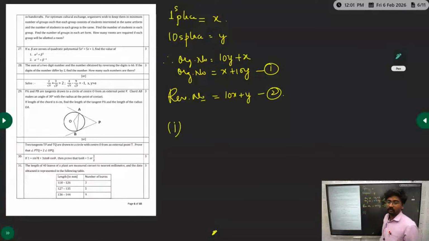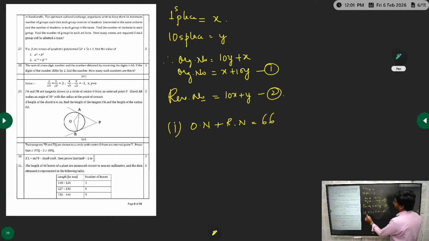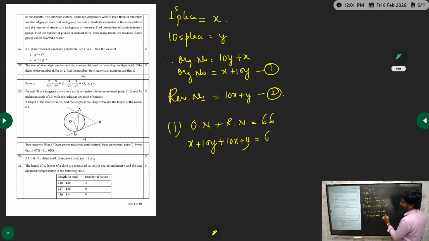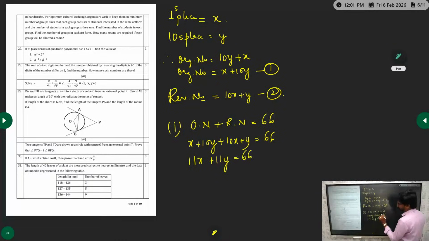Now what he said in the first condition: the sum of the two-digit number and the number obtained by reversing the digits is 66. How do you write the condition for this? Original number plus reverse number, if you add these two, you are getting 66. x plus 10y plus 10x plus y is equal to 11x plus 11y is equal to 66. x plus y is equal to 6.